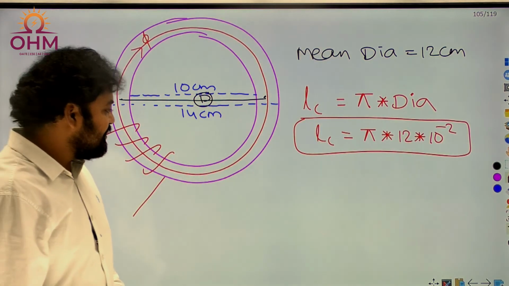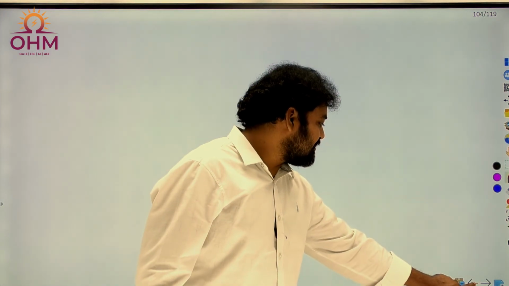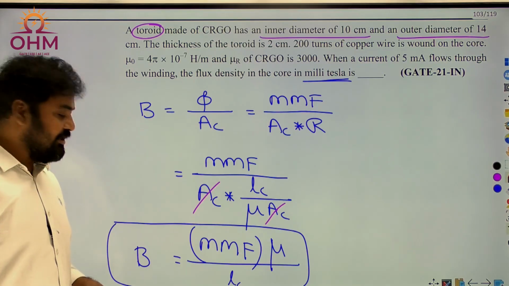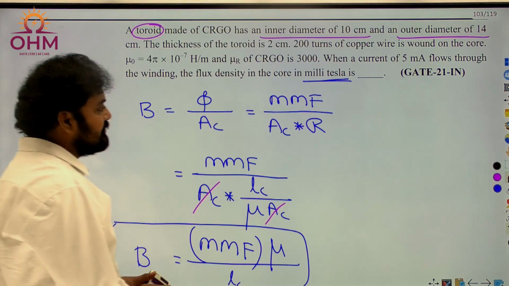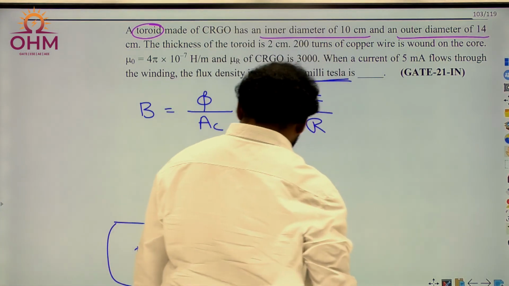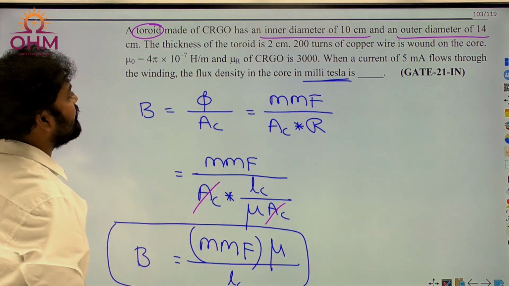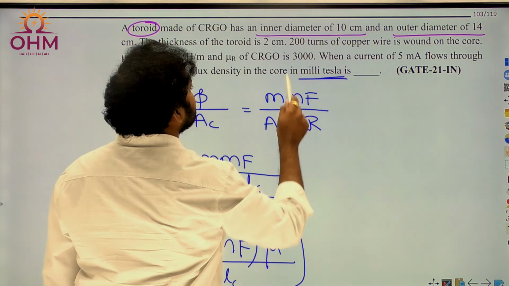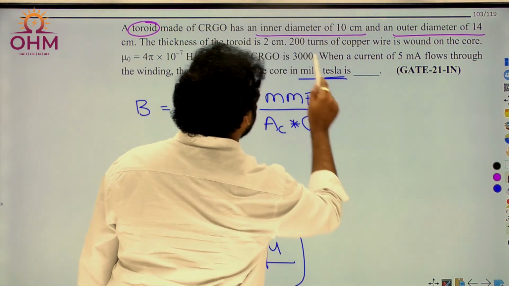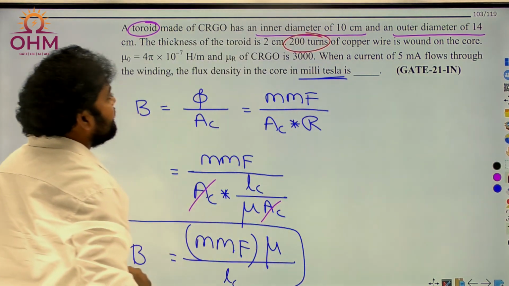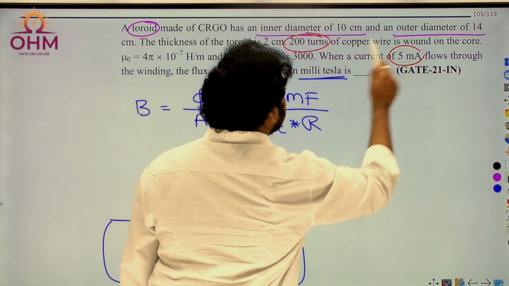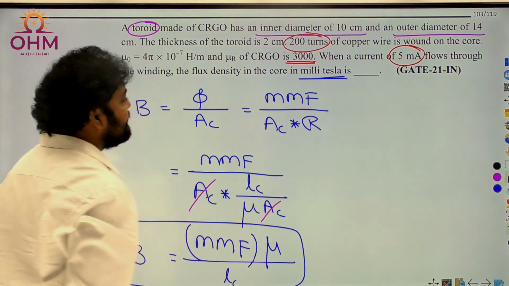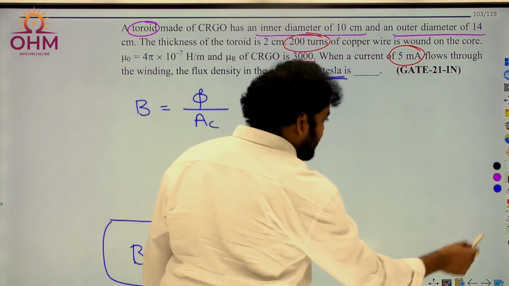Once I know the length of the core, I can go back to the previous formula and substitute directly. B is equal to mmf into mu by length of the core. mmf means number of turns into current. How many number of turns were there? 200 turns. Current is 5 milliampere. Relative permeability is 3000. So just directly go through this.